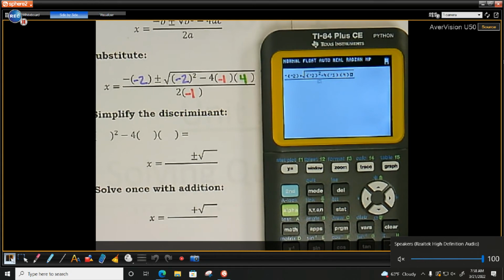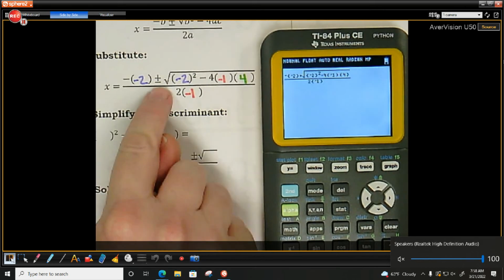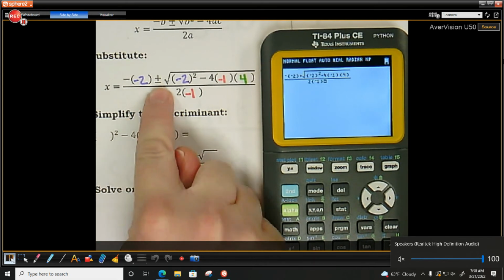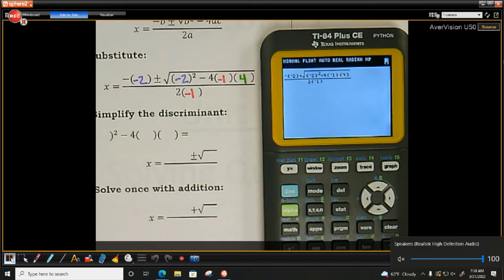Does this look messy on the calculator? Yes, it is messy, but the calculator is so nice and it gives us an answer. Times 2 times -1. So I put it in exactly as I see it, except for I didn't put the plus minus. You can't do plus minus on the calculator. I am right now doing it just where it's a plus. And hit enter. And when it's a plus, what do I get?